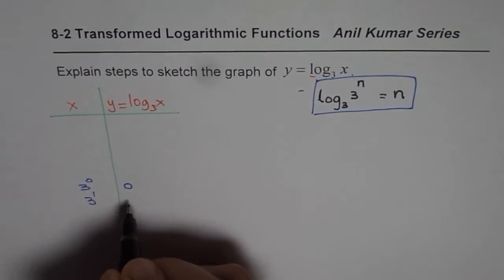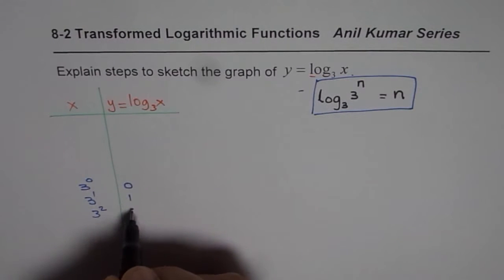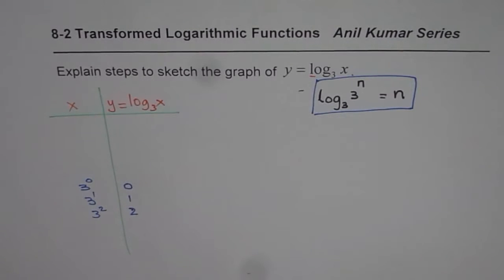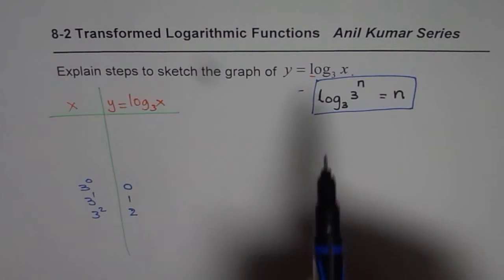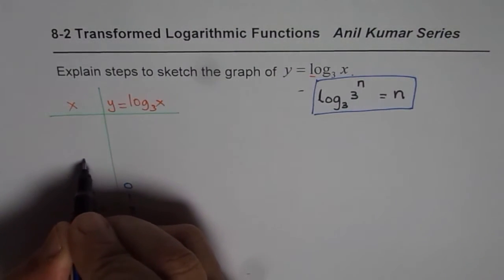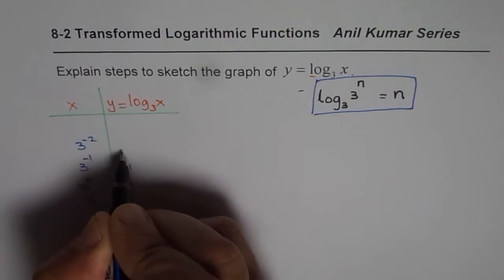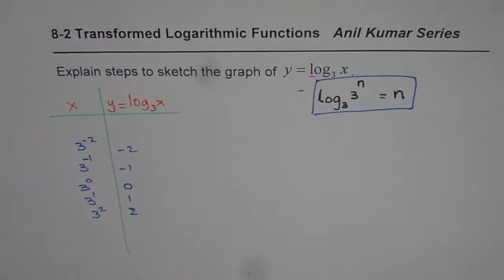What is 3 to the power of 1? 1. What is 3 to the power of 2? 2. So these are the values which help us to find the value of the function, correct? Now, what is 3 to the power of minus 1? It should be minus 1. How about 3 to the power of minus 2? Minus 2. So these are now the 5 key values.